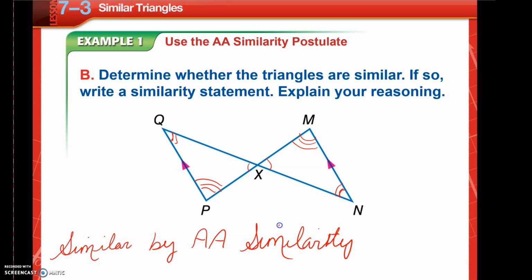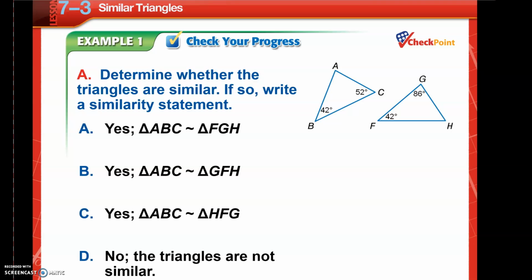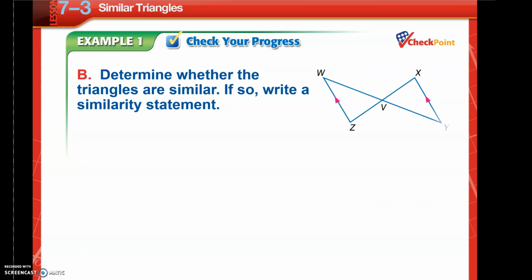And then our similarity statement could be, there's several you could put, but let's say triangle QPX, so Q is equal to N, is similar to triangle NM, because M is equal to P, X. So that's the first part, saying whether or not we can say they're similar, and then if they are, writing that similarity statement.